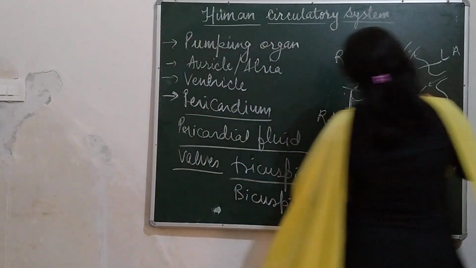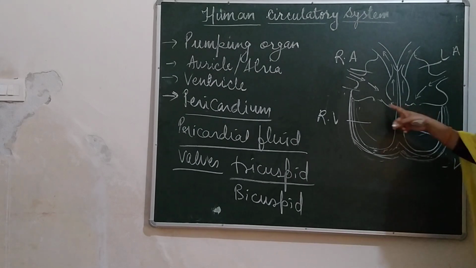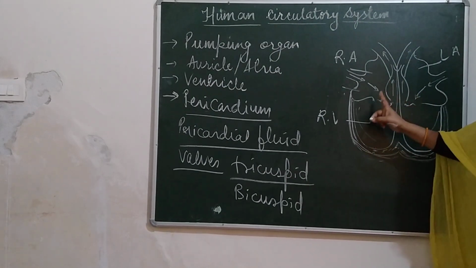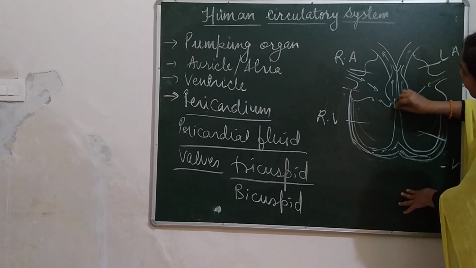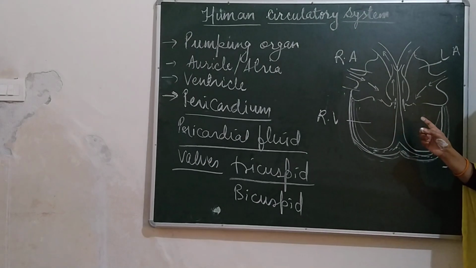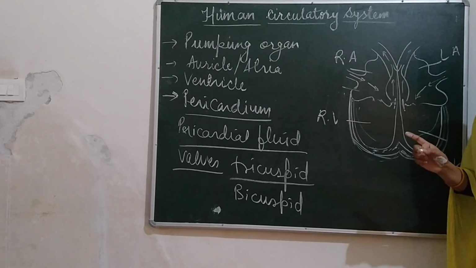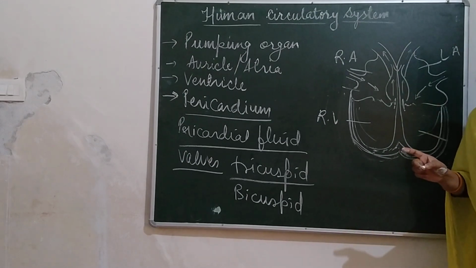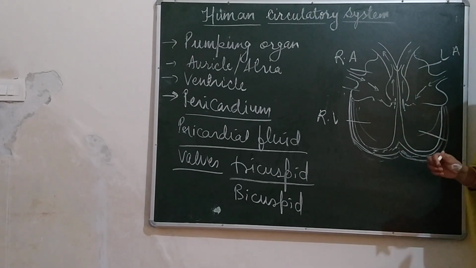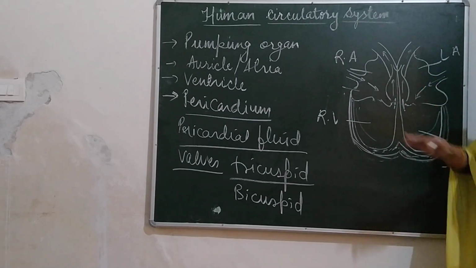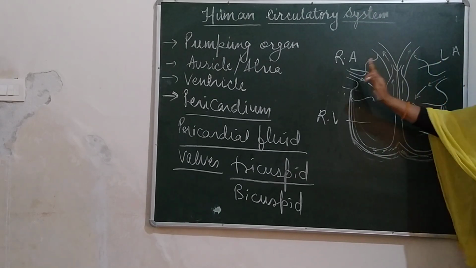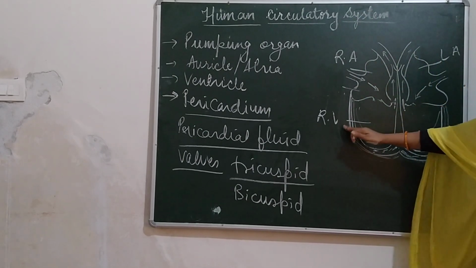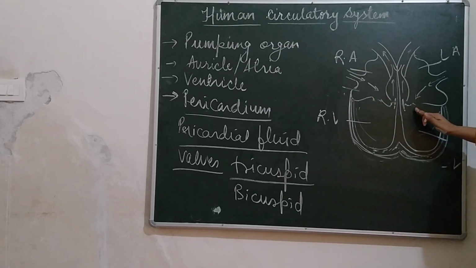Now see properly, this is the valve I told you is bicuspid and tricuspid. Now there is one more valve. These are called semilunar valves or arterial valves. Their functions I will make you understand right after the structure. So this is the structure of the heart: left auricle, right auricle, left ventricle, right ventricle, tricuspid valve, bicuspid valve, and these two are semilunar valves.